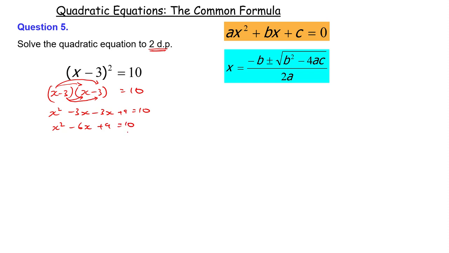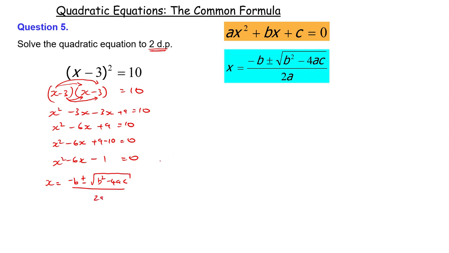Let's move the 10 over to the left hand side. We got x squared minus 6x plus 9 minus 10 equals 0. So x squared minus 6x minus 1 equals 0. Right, so let's write our quadratic formula down. x equals minus b plus or minus the square root of b squared minus 4ac, over 2a.